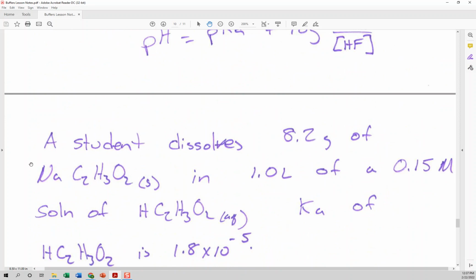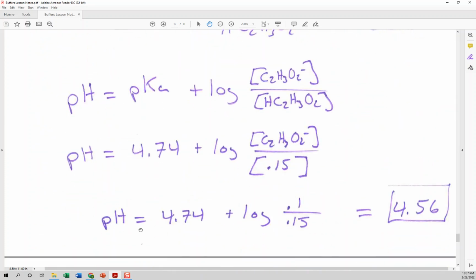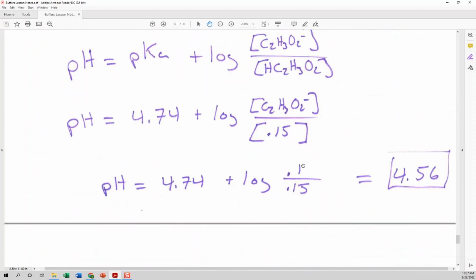8.2 divided by the molar mass of this compound. If we calculate the molar mass of this, it comes out to be 82. So 8.2 divided by 82 is 0.1. And so we have 0.1 moles of acetate in 1 liter, so the molarity of acetate is 0.1. We plug in the molarity of acetate, 0.1, and the molarity of acetic acid, 0.15, and we just do 4.74 plus the log of that ratio, and we get 4.56.